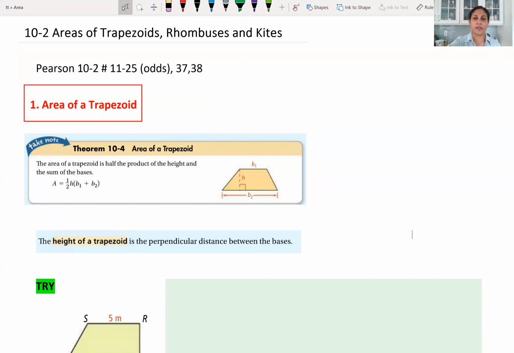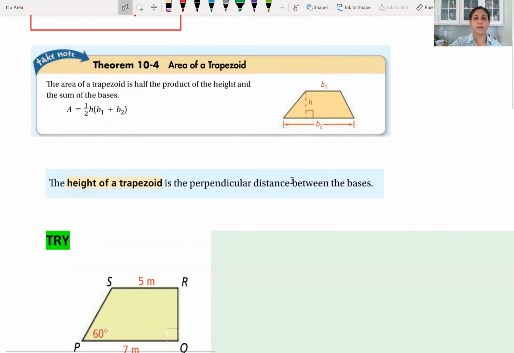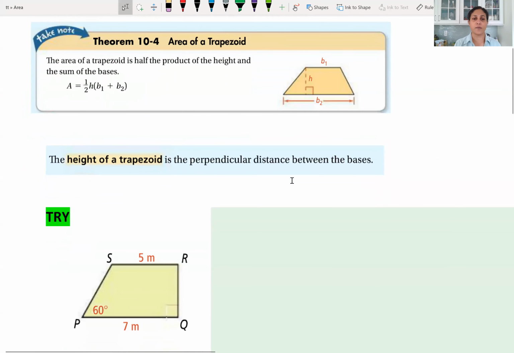So the trapezoid is a combination of parallelograms and triangles. So the formula is pretty straightforward. It's half times the height, remember, vertical height, and the sum of the two parallel bases. And the height of the trapezoid is always the perpendicular distance between the bases.